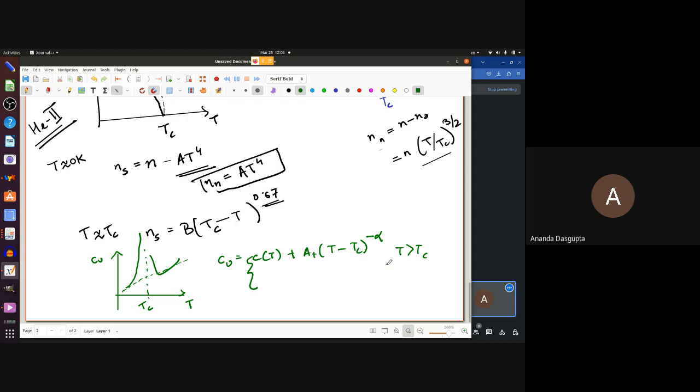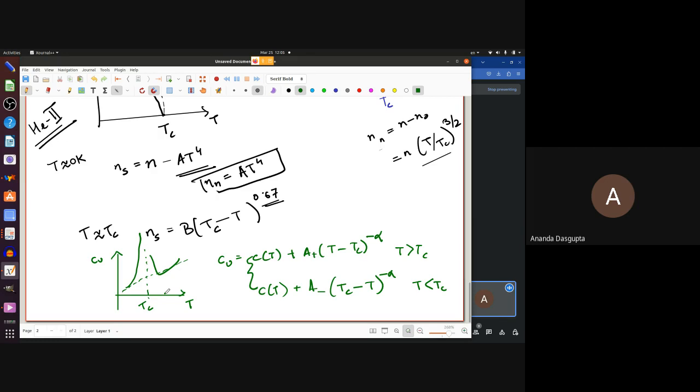This is above Tc. Below Tc also you get divergence. The two divergences are not identical. This one is slower, that one is faster, so the alpha minus is different. But this is what you get experimentally. This is what Landau knew very well, because this was already established around a decade ago in Leiden by Kamerlingh Onnes's team. The so-called lambda transition.